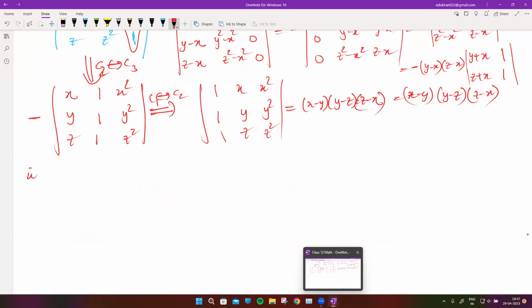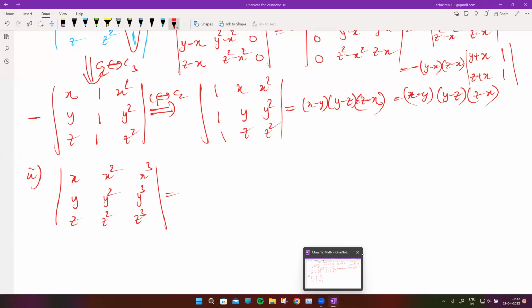Now coming to the second. So the second part is x squared, sorry, no. This is x. This is x squared. This is x cubed. Now this is y. This is y squared. This is y cubed. Then this is z. This is z squared. And this is z cubed. Guys, can you suggest how to solve this one? What are the properties that we can use? First of all, focus on that. What can we do to simplify this?